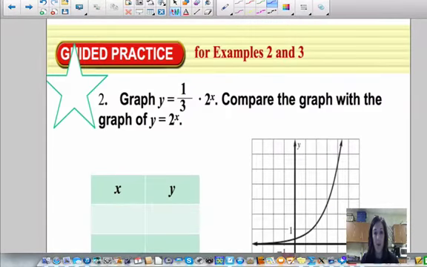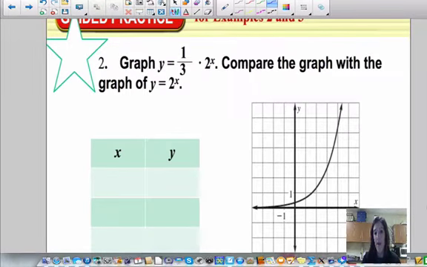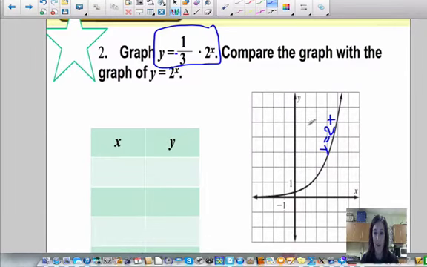All right, go ahead and try to graph this function, and then we are going to compare the graph with the graph of y equals 2 to the x power. Now y equals 2 to the x power is what is already graphed here. So compare what happens when you add the 1/3 in front of it to see how that changes the actual graph. So go ahead and do that problem.